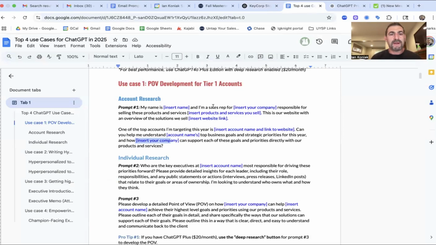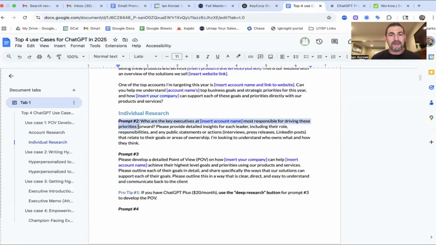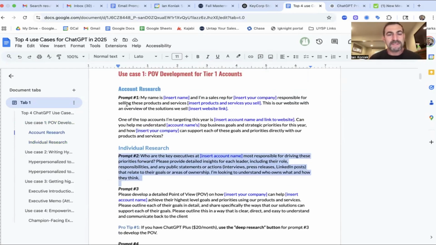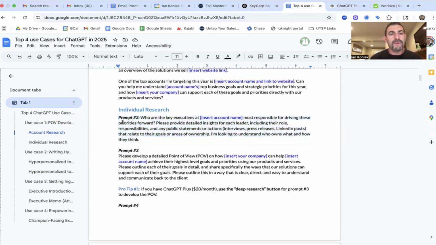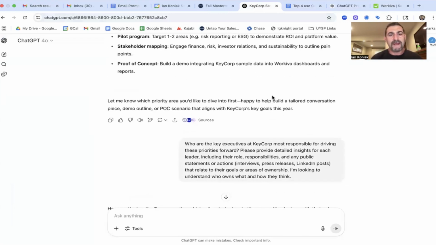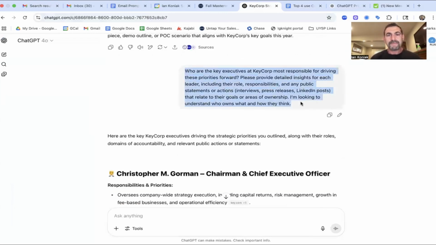Okay. Prompt number two right here is, who are the key executives most responsible for driving these priorities? So once you know the what, which is what you can do, you have to know the who. Who needs to know this stuff? So this is the second prompt. Who are the executives that care most about each of these priorities? As you can see here, I've created a prompt to get everything I need about these executives. So give me insights, including their role, responsibilities, any public statements or actions, and relate their goals in areas of ownership. So I want linkage with the individuals at this company. I'm looking to understand who owns what and how they think.